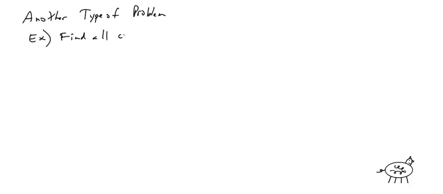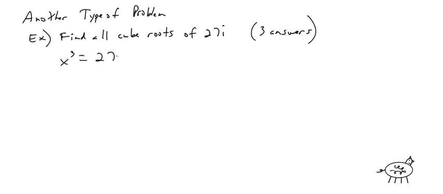Another type of problem I can ask you is this. Find all cube roots of 27i. So this is the deal. I said find all cube roots. I am finding 3. I'm going to get 3 answers here. So really what you want to do is set up the problem like this, math fans. x cubed equals 27i. That's how you set it up.